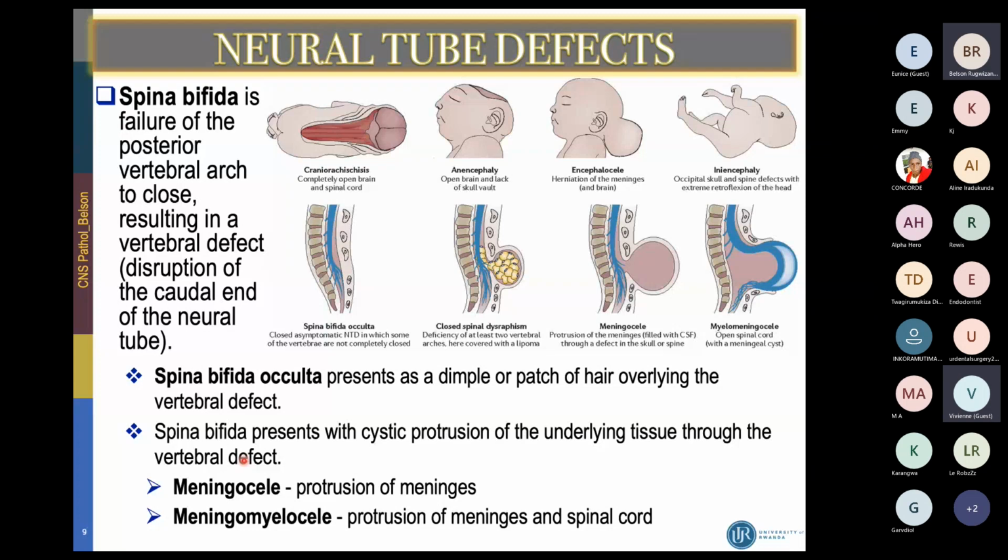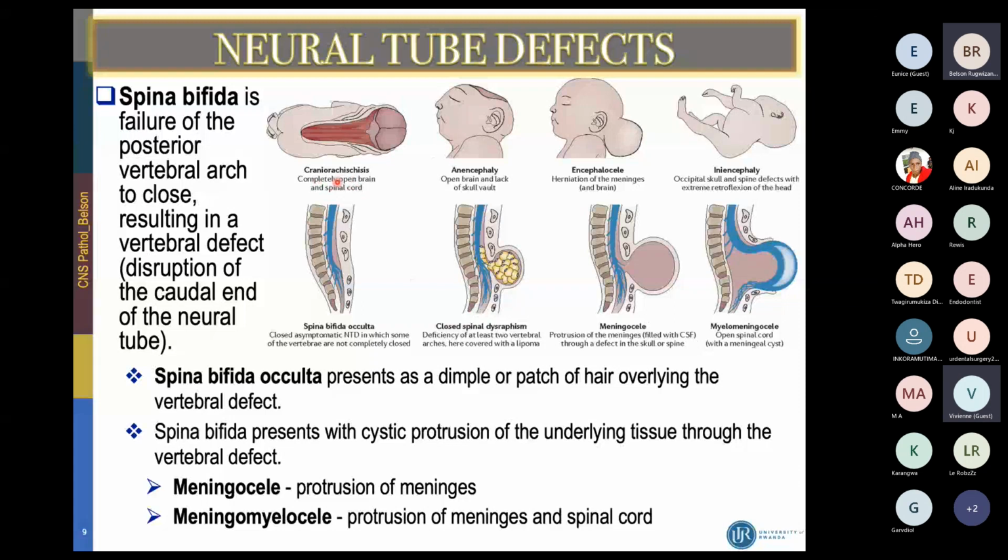So the spina bifida, as I was explaining, is a failure of the posterior vertebral arch to close, resulting in vertebral defects, disruption of the caudal end of the neural tube. I think they are listed here. This diagram, I added it. It is not in that book I shared, so I took it from other published materials.